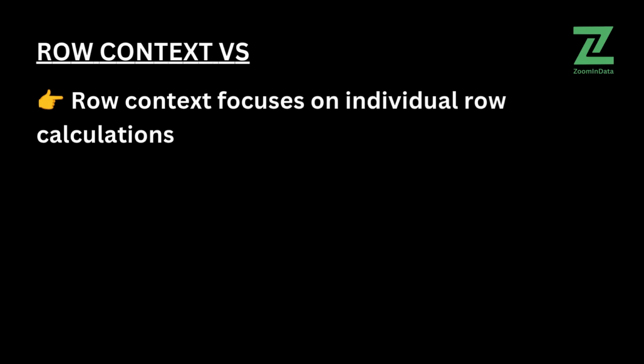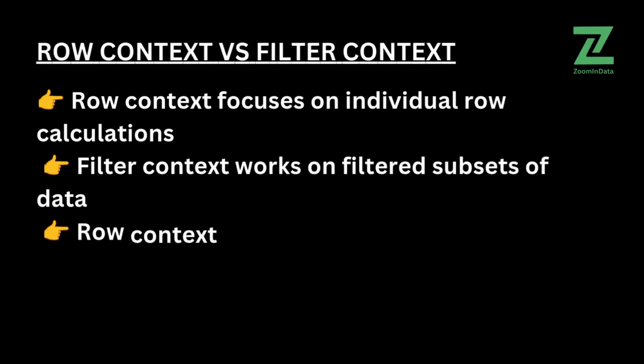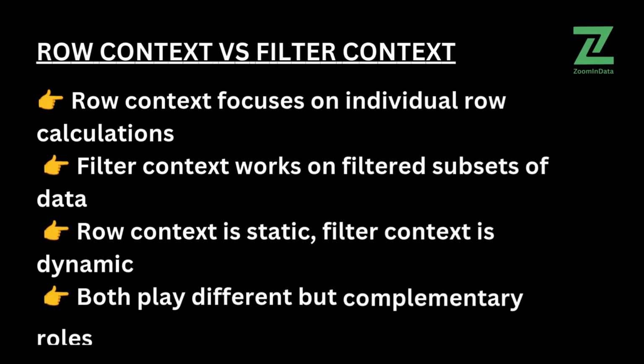Row context and filter context serve different purposes in DAX. Row context focuses on calculations at the individual row level, while filter context works on a subset of data defined by filters. Row context is typically static because it does not change during evaluation, whereas filter context is dynamic and responds to user interaction. Together, they provide powerful analytical capabilities.